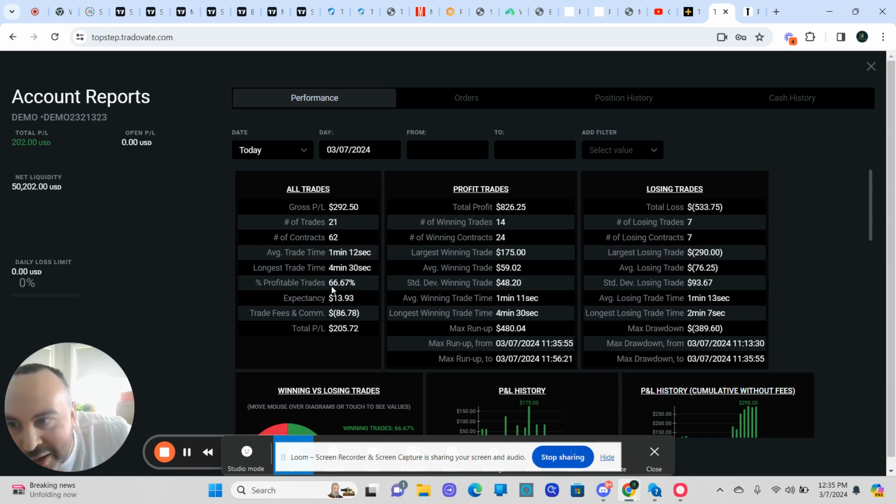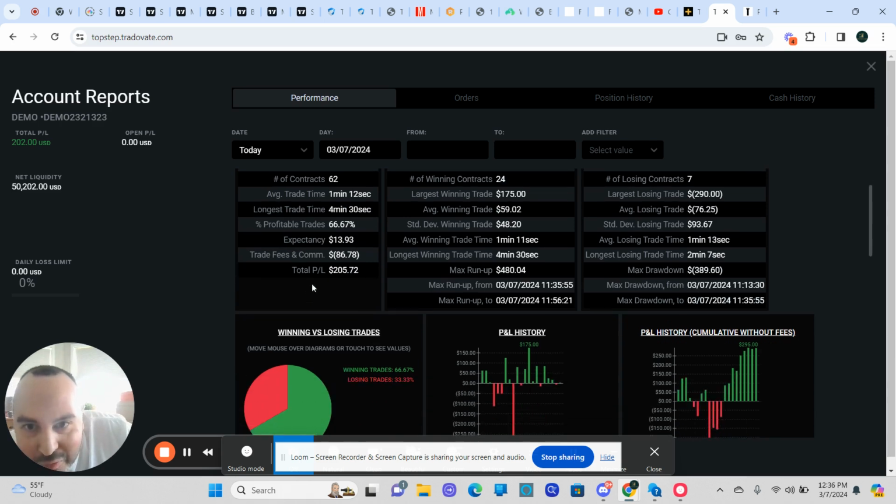You can see I was profitable on 67% of my trades. My longest trade was about 4 minutes. Average trade was just a minute. Now, again, granted, this is all going to change. So I'm just kind of playing around here, right? Profitable trades, 66%. Almost any trader would say that's a good winning percentage. For me, I look for over 80, and I think that's achievable with the systems that I have.